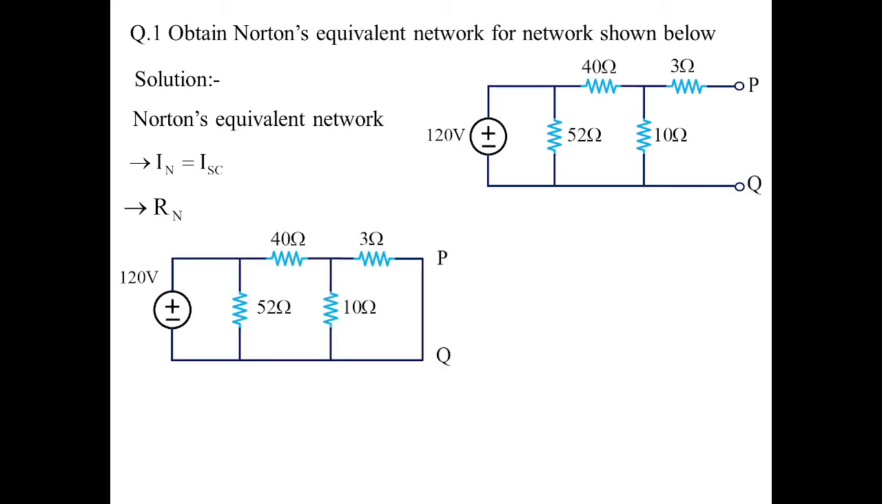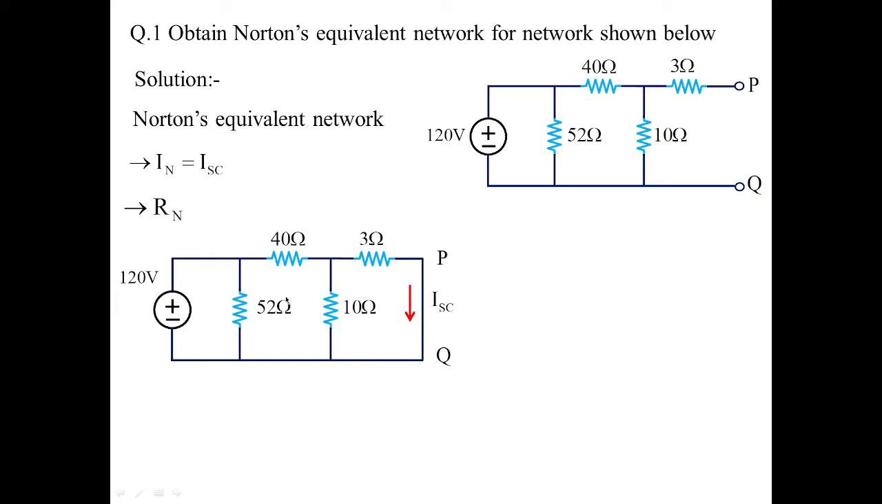So let us find the short circuit current, which is known as Norton's current. You can see the PQ terminal is where the open circuit is. There we have shorted the terminal, so this becomes the short circuit current. When 120 volts is active, what is the short circuit current through this particular point?